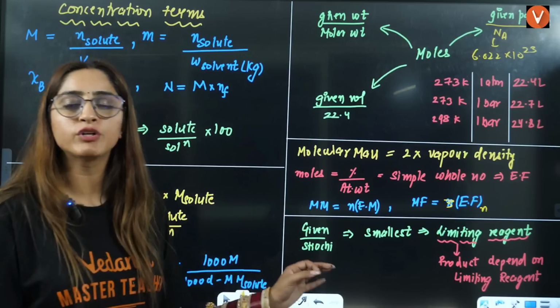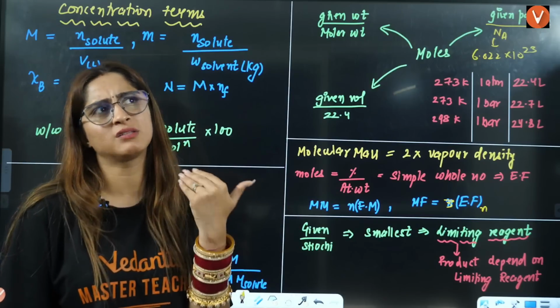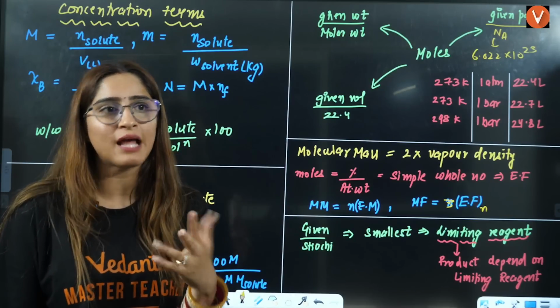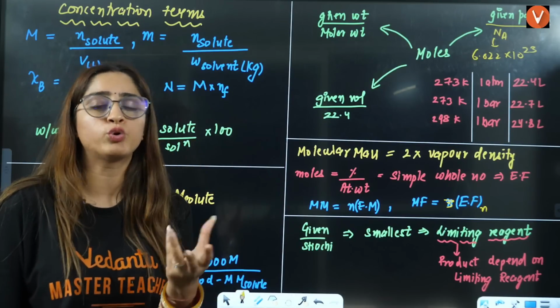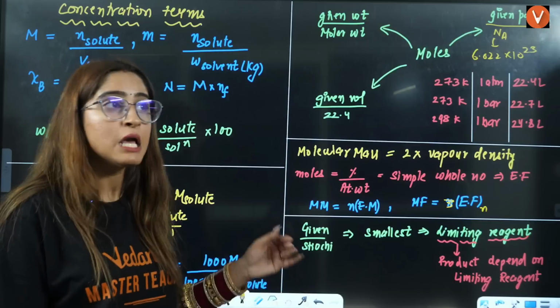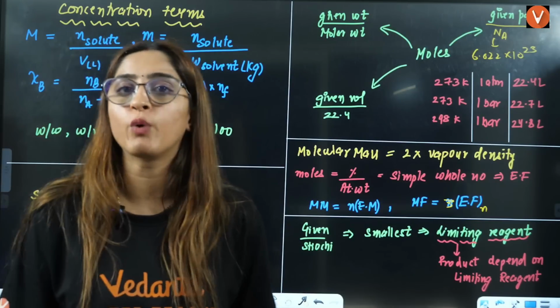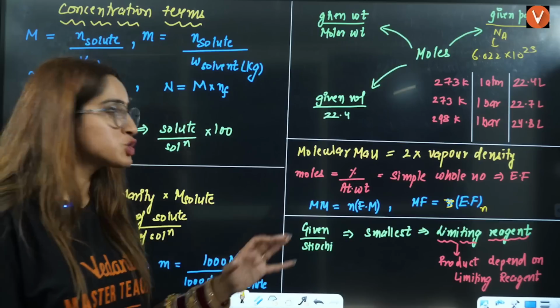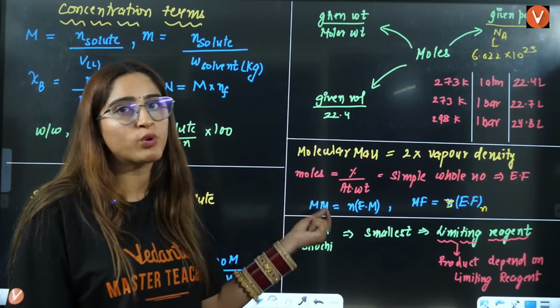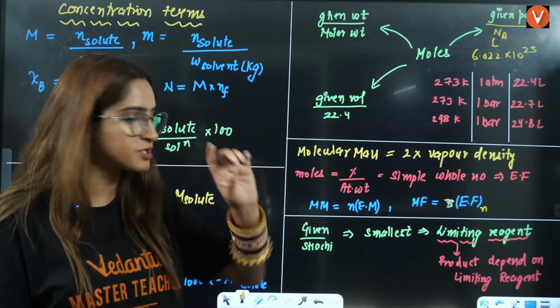Right? Then you have the questions of limiting reagent. In limiting reagent questions, it will be given to you that you have 7 gram of N2, 2 gram of H2. Okay, maybe moles are given. So whatever is given, you have to convert it into moles. If they have given you particles, you have to convert it into moles. If they have given you mass, you have to convert it into moles.